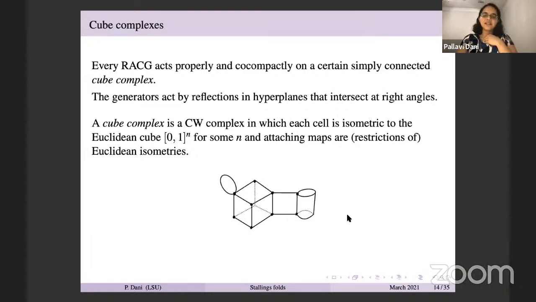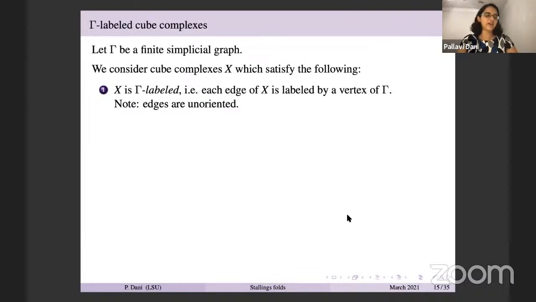And so these are the objects that we're now going to be working with when we're talking about generalizations of folding. So we start with this gamma. You should think of gamma as something that's eventually going to generate a right-angled Coxeter group. So its vertices are generators of a Coxeter group. But the objects that we're going to be working with in this folding sequence are cube complexes with certain properties.